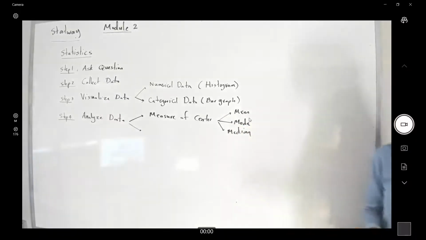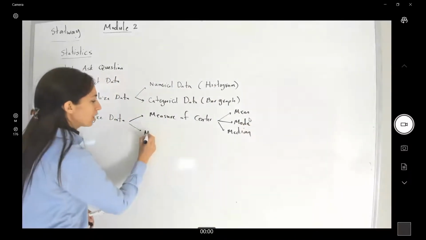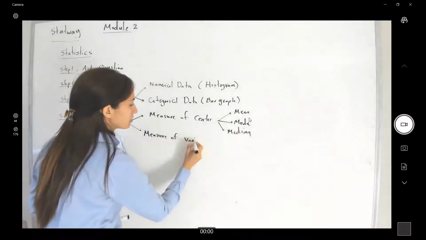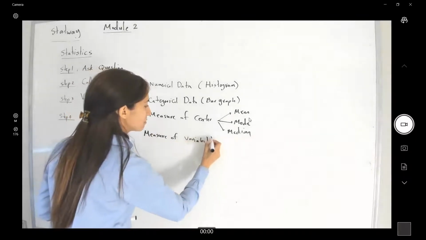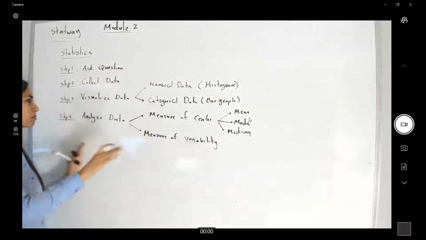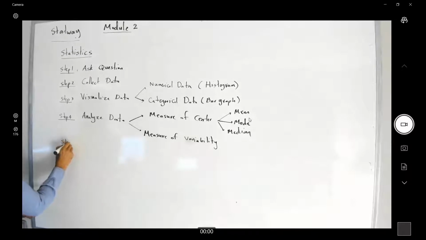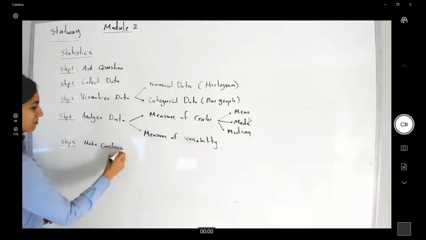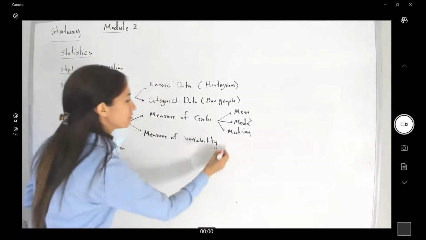Well, measure of variability is the topic that we're going to talk about today. And remember, after step 4, there is step 5, making inferences, making conclusions. So our focus today is on measure of variability.